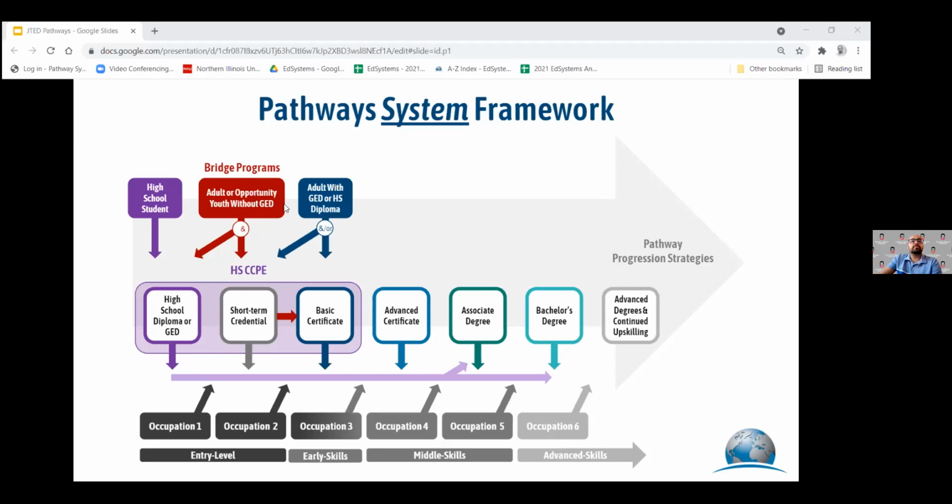Similarly with Opportunity Youth and GEDs, this blue line here is similarly people getting their GED, getting their high school diploma, and then quickly progressing through the pathway structures at the post-secondary level.